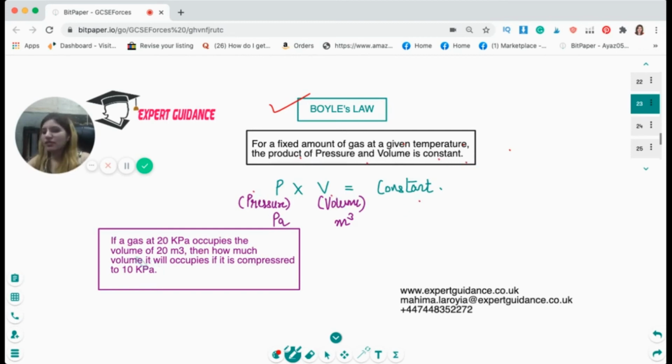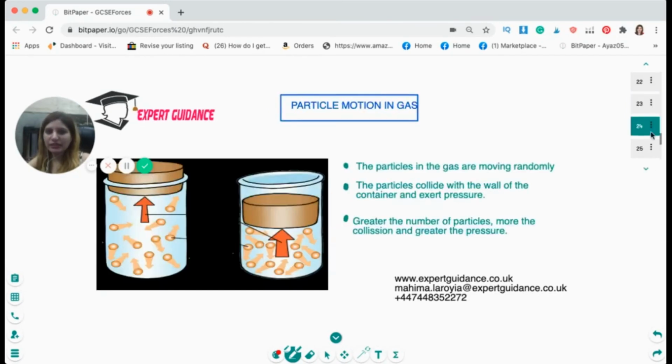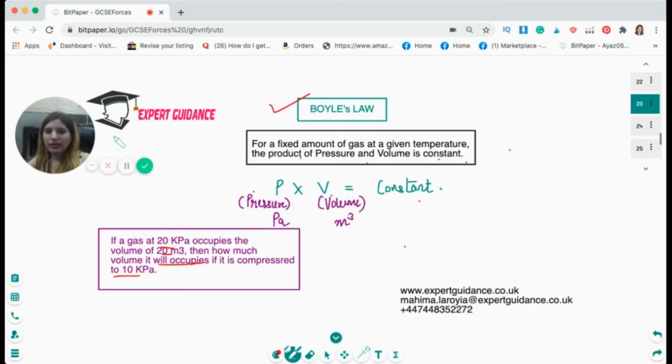Okay, so we can have this question: if a gas at 20 kilopascals occupies a volume of 20 meter cubed, how much volume will it occupy if it is compressed to 10 kilopascals? Okay, so you can pause the video, have a go at this question, and come back and check the answer.